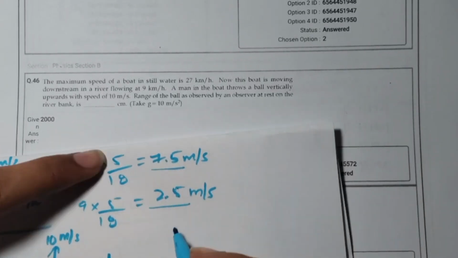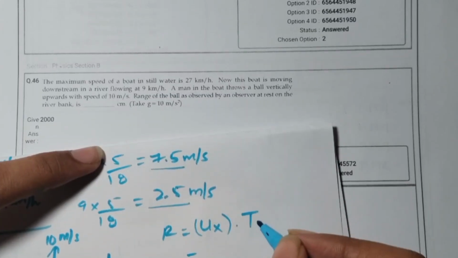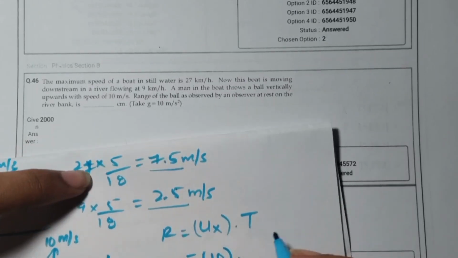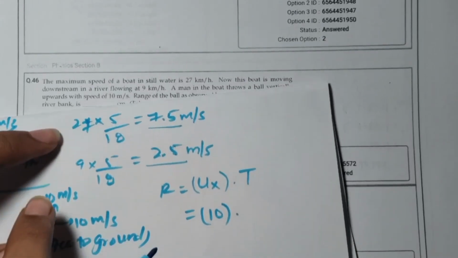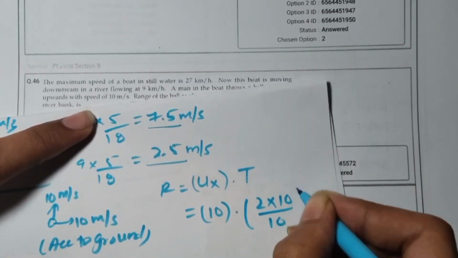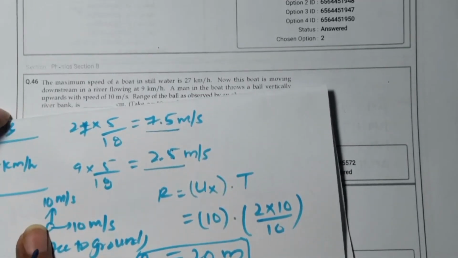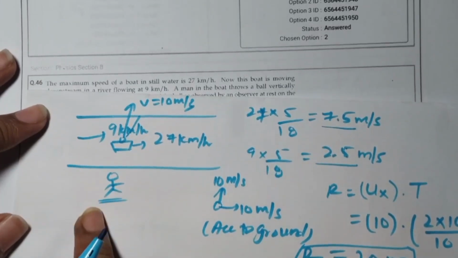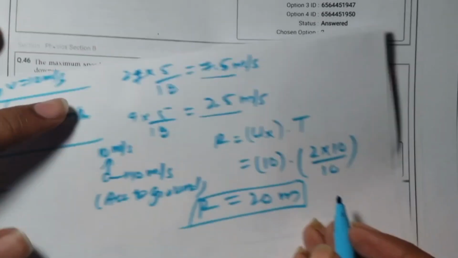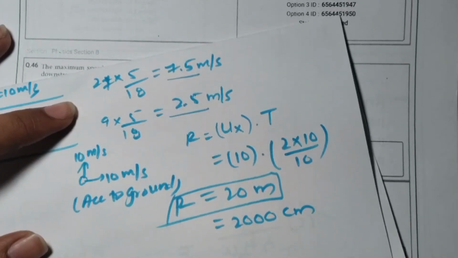So the range will be horizontal velocity component into time of flight. The horizontal component of velocity is 10 and the time of flight is 2 into the vertical velocity component v by g. So 2 into 10 by 10. So we are getting 20 meters range for this ball with respect to the observer on the river bank who is at rest. But he was asking in centimeters. So 1 meter equals 100 centimeters, and we get 2000 centimeters as the final answer.